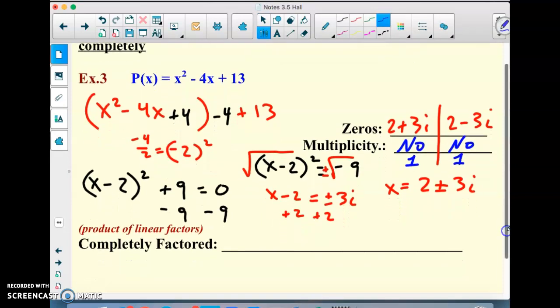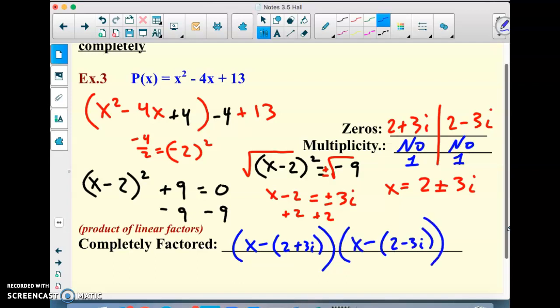All right, great. Now we can go ahead and put the completely factored form, the product of the linear factors. I'm going to use parentheses here. Remember, it's always minus, as I said in the previous video, x minus 2 plus 3i times x minus 2 minus 3i. There you go. Example 3 is an example using completing the square and then solving from there.